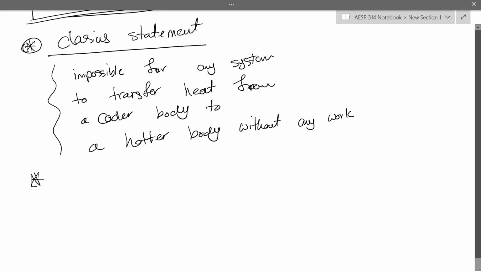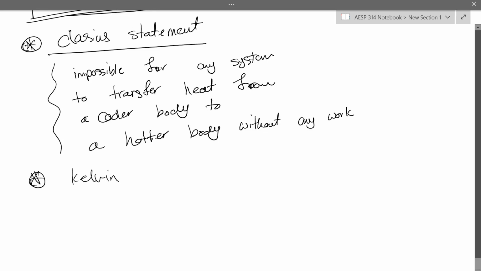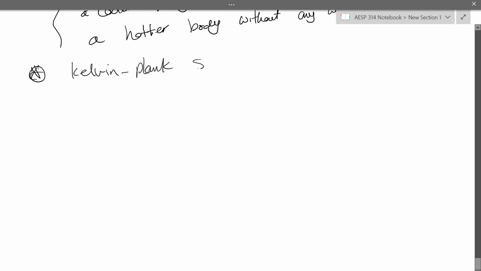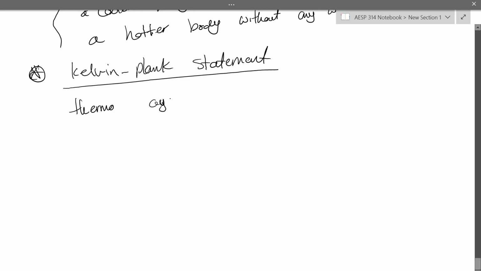So that is the Clausius statement. The second one is the Kelvin-Planck statement. The Kelvin-Planck statement says that it is impossible to operate any system in a thermodynamic cycle and deliver a net amount of energy by work to its surroundings while receiving energy by heat.